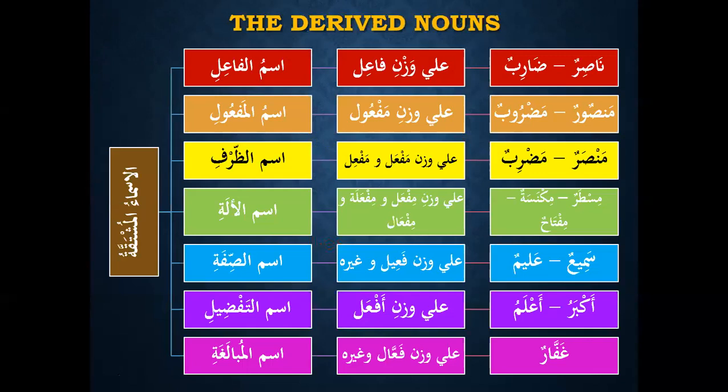Sorry, we've been doing this. This is English lesson. I've forgotten about that. This is about derived nouns. We've been going through اسم الفاعل, اسم المفعول, اسم الظرف, اسم الآلة, اسم الصفة. Today we'll talk about اسم التفضيل.